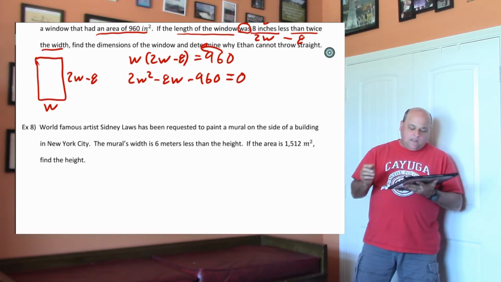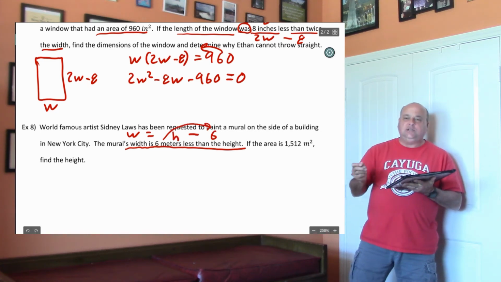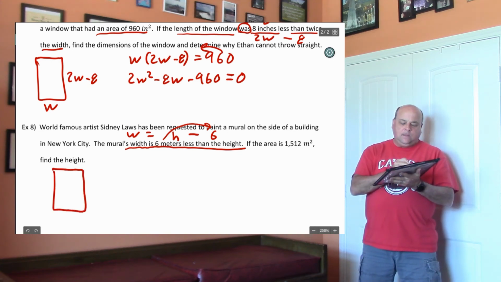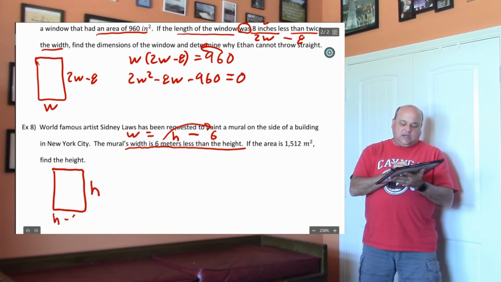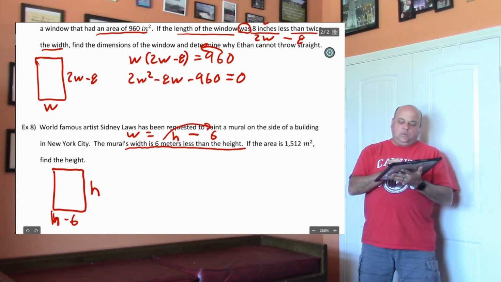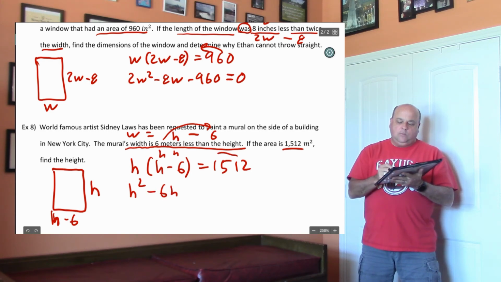Let's go to number 8. The mural's width is this. So the width equals, and then less than, you got to flip, then the height. Okay, we'll put h. So let's draw this. So the width is 6 meters less than the height. So what we're going to do is put height, and then the width is h minus 6 in it. Okay, so we're going to have h times h minus 6 equals 1512. We're going to distribute the h squared minus 6h, move the 1512 over, equals 0.